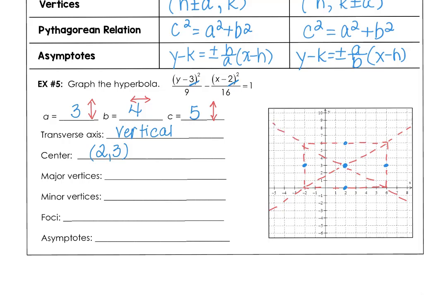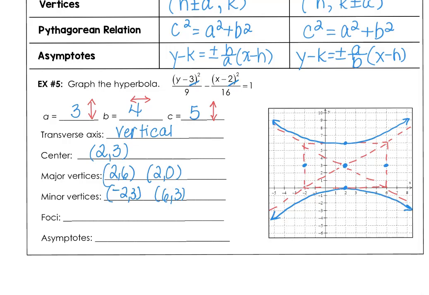Next, we can put our major vertices. That would be at (2, 6) and at (2, 0). And our minor vertices would be at (-2, 3) and at (6, 3). And then we can put our branches for our hyperbola in vertically oriented through (2, 6) and (2, 0).